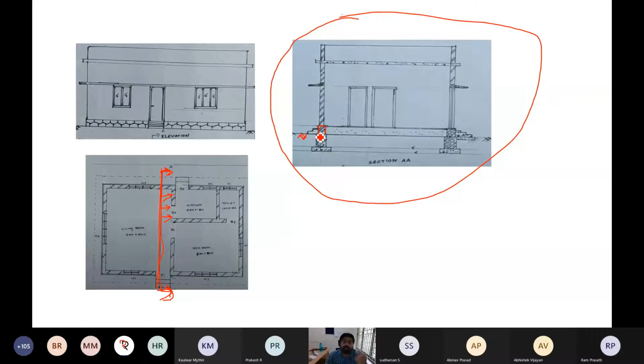That may be given in your specification. In some specifications they will mention the foundation dimensions, maybe 40 into 60 centimeters. If the specification is not given, you have to assume suitably, based on the type of the building, the footing dimensions. So that is the next step.